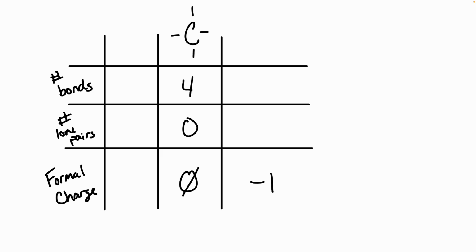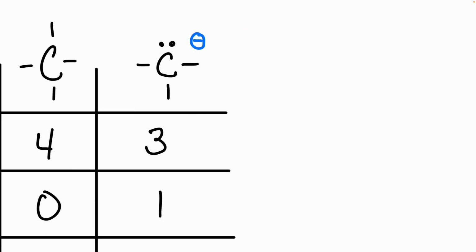So again, anytime I turn a bond into a lone pair, go down in bonds and up in my lone pairs, that will decrease the formal charge, right? So this is a carbon that has only 3 bonds and 1 lone pair, meaning it's got this -1 formal charge, okay? Because it's carbon, we got some special names for this thing here. Remember, positively charged ions are called cations, negatively charged ions are called anions. So when it's carbon, we call it a carbanion.